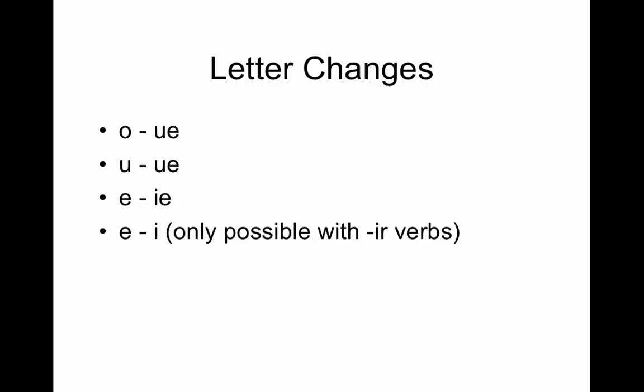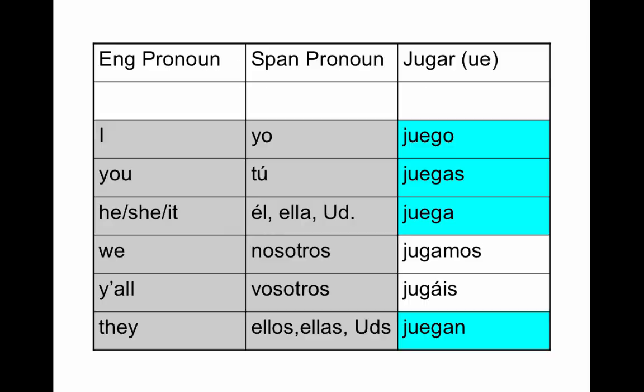What that last little part means is that an AR verb is never going to go E to I, and an ER verb is never going to go E to I. The only ones that could are IR verbs, but it does not mean that every IR verb does. And we'll show you an example in a moment. So here's the verb jugar, and notice that in the infinitive, it's J-U-G-A-R, and then it says U-E in parentheses. We're looking in the upper right-hand corner here. Okay, now you notice that the U changes to UE.